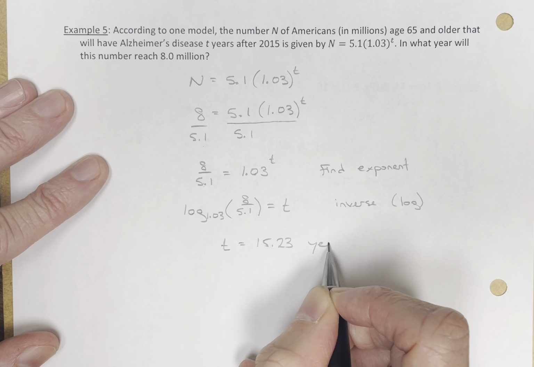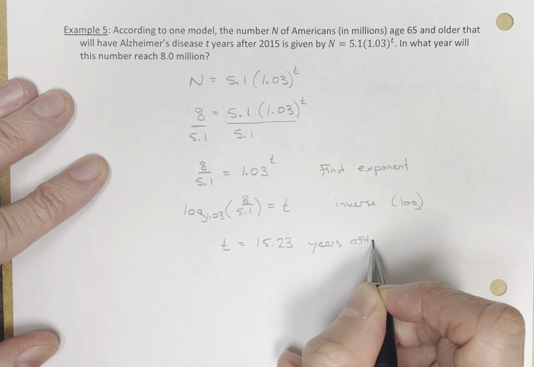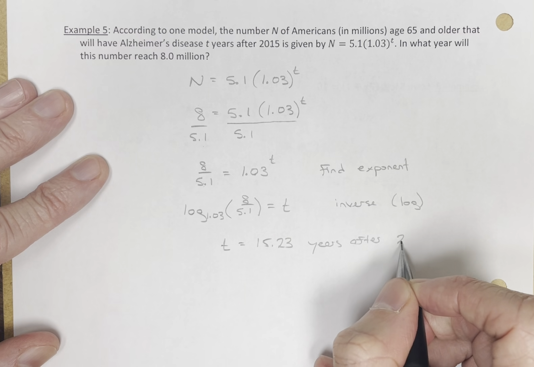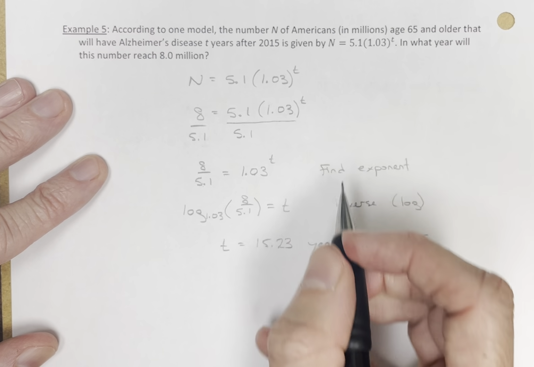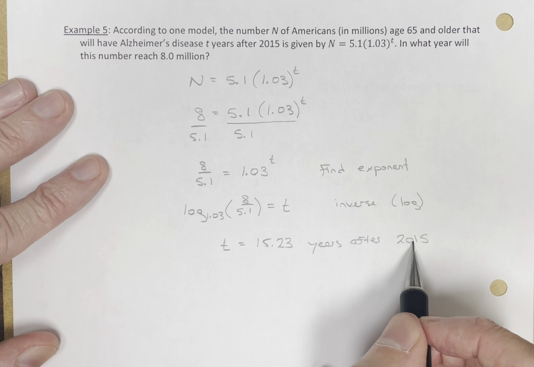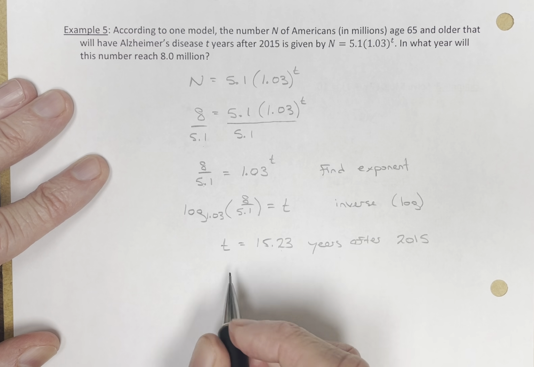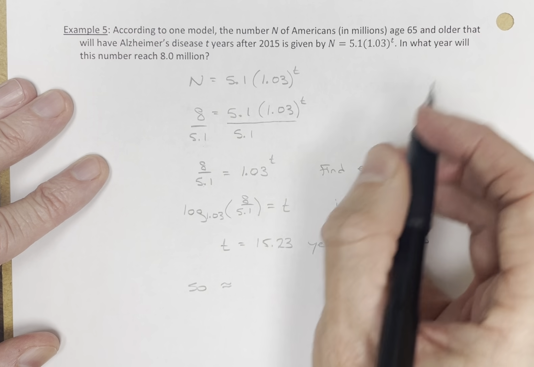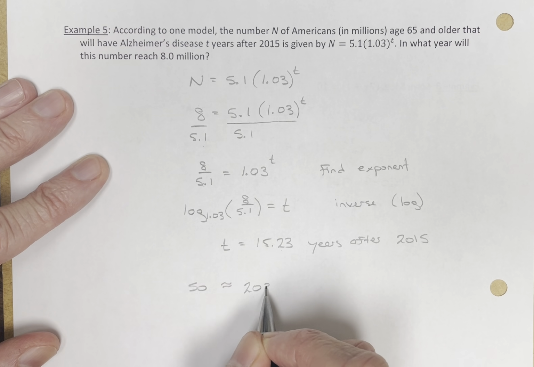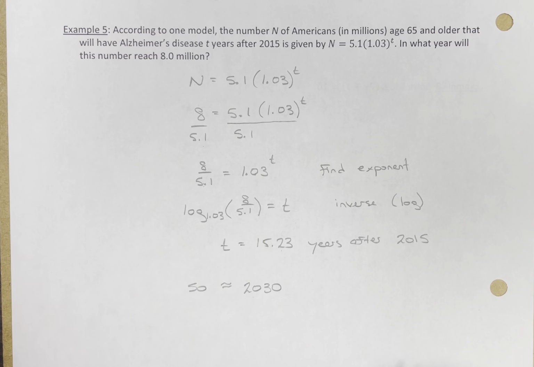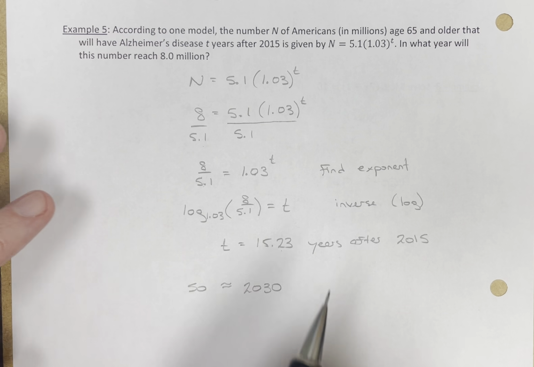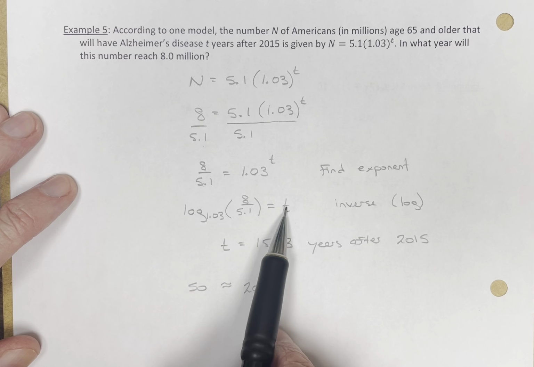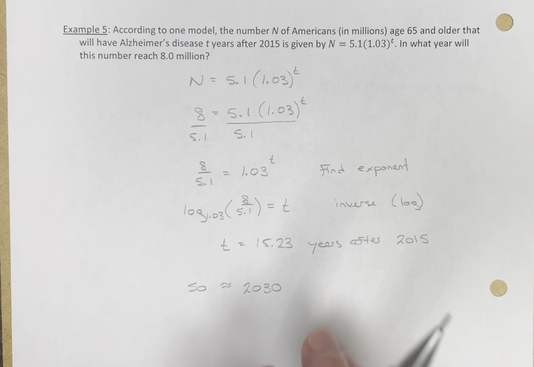15.23 years after, because t is the years after 2015. So in what year? Well, we got to add 2015 plus 15.23. So the answer is approximately in what year? In the year 2030, approximately. And we solved this one to figure that out. This one was an exponential, and we had to use logs to get at that exponent, which allowed us to come up with the answer.